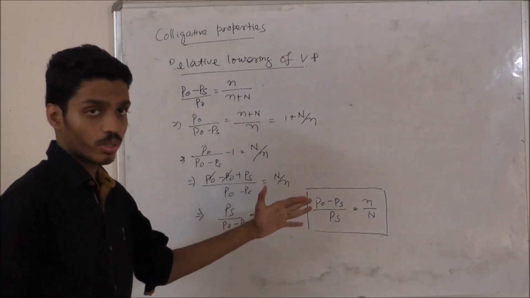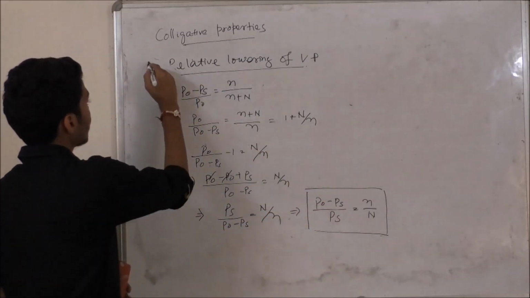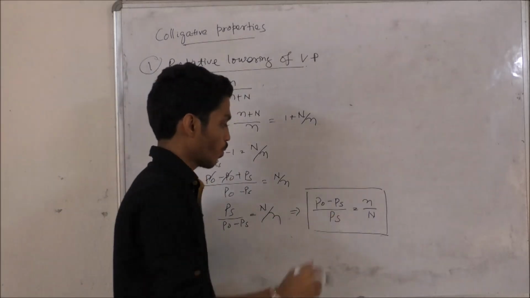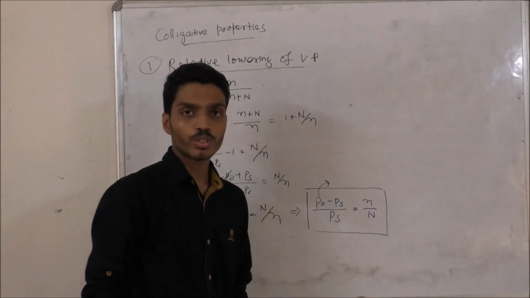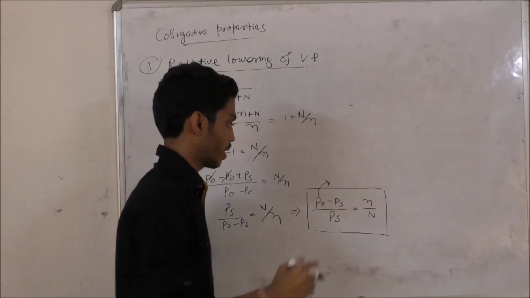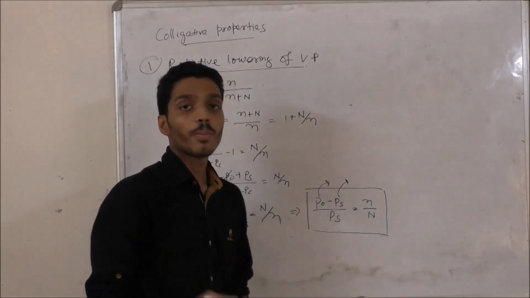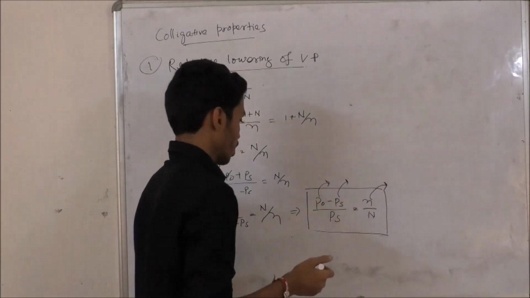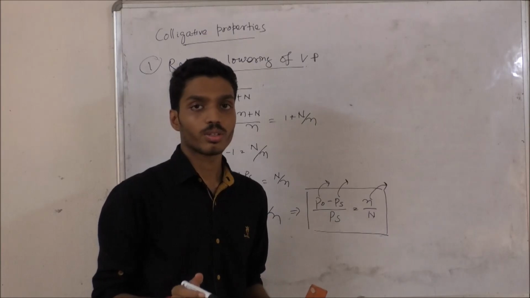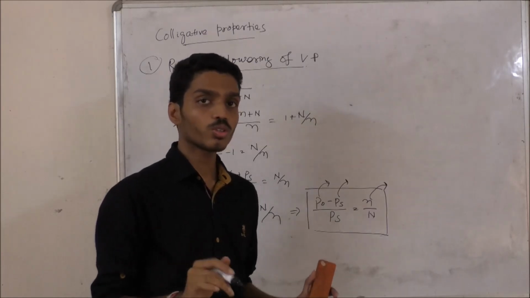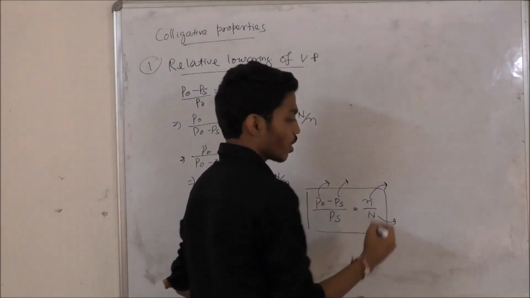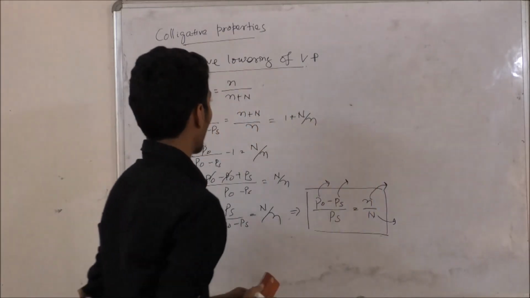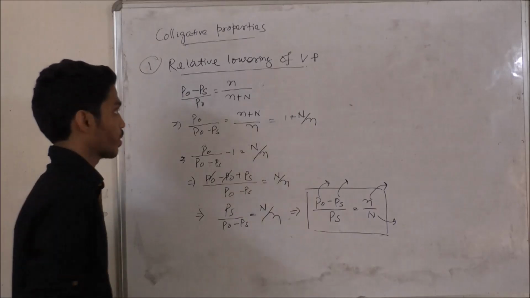So this is the final equation that we can use for relative lowering of vapor pressure type of question while solving, where P naught is vapor pressure due to pure component, whereas PS is vapor pressure of solution. Small n is number of moles of solute in the solution, and capital N is number of moles of solvent in the solution. So this was all about relative lowering in vapor pressure.